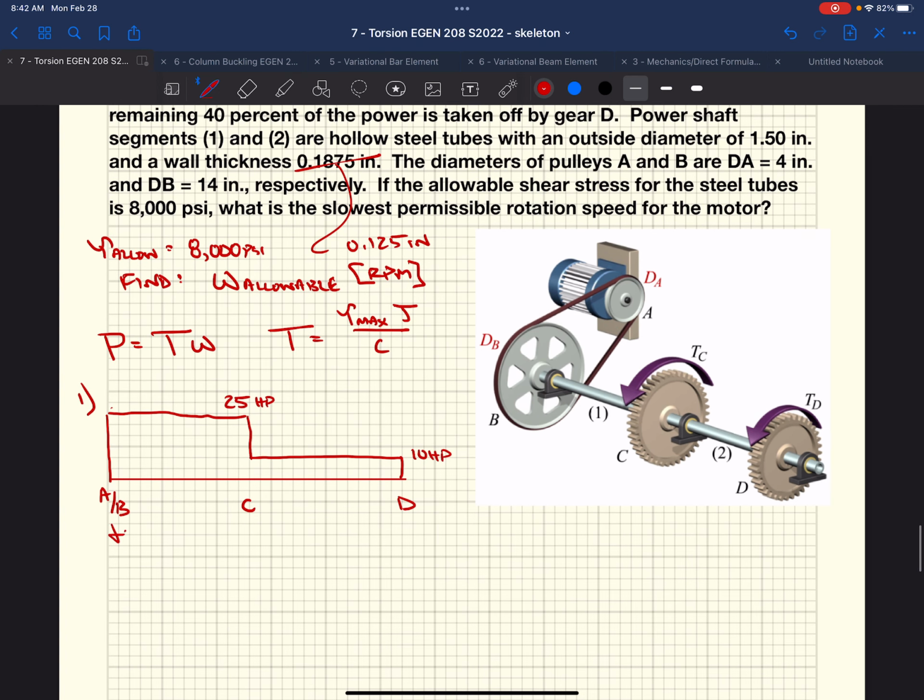Okay, so the section that transmits the most power will be the one that results in the limiting speed.